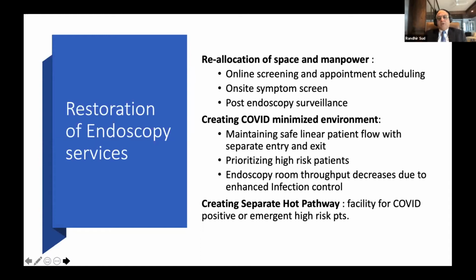And we should also be looking at creating a separate hot pathway facility for COVID positive or emergent high-risk patients, because there will be patients with massive bleed or septicemia due to cholangitis who will need immediate endoscopy before their screening test report comes in, and the symptom screening test will not be of value. So you have to accommodate them. So you have to create a time slot or a separate space for this kind of patient.